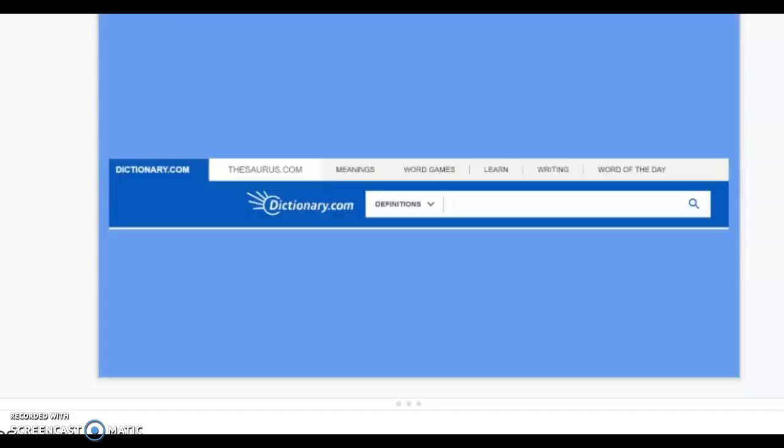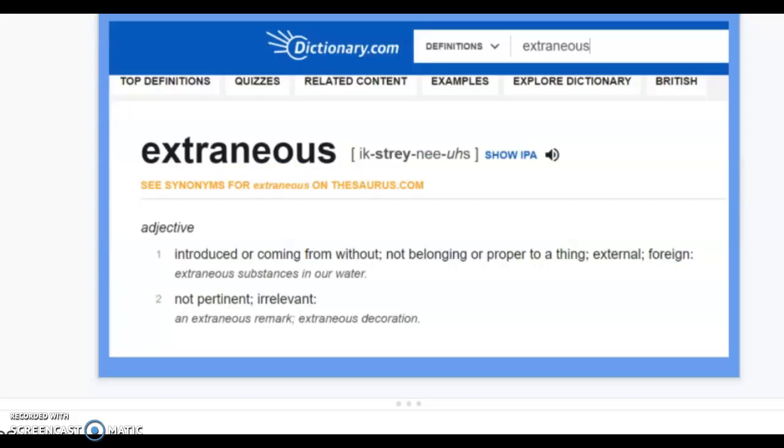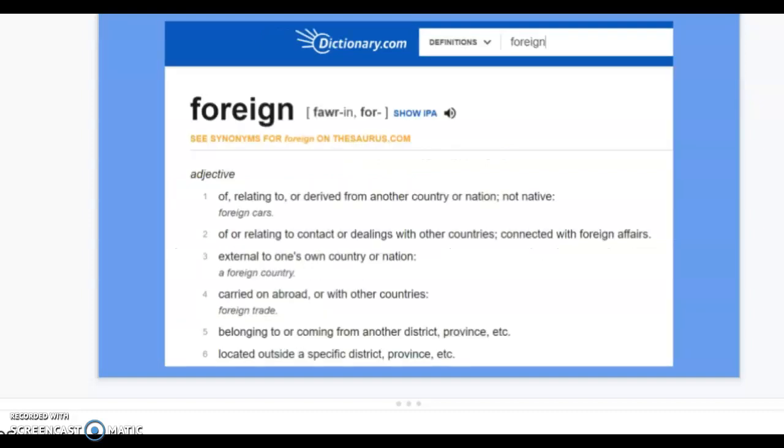Let's make sure. I'm going to head back to dictionary.com to check my thinking. Remember to write down the words you are unfamiliar with so you know exactly what to look up when you get to the site. Extraneous means not belonging, external or foreign. Look, the second word foreign is listed as a description for extraneous, which means it must be a synonym. Foreign means derived from somewhere else or belonging somewhere else. Yes, it is a synonym with extraneous.